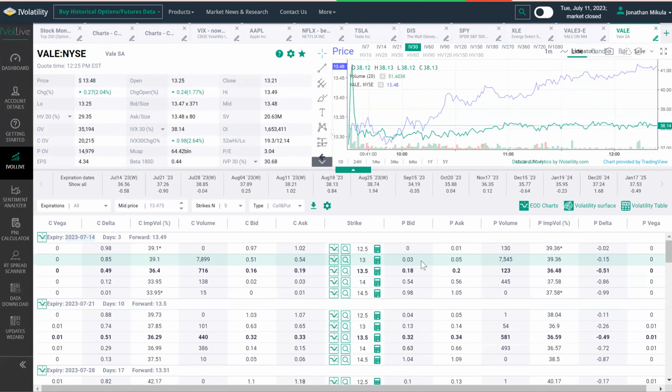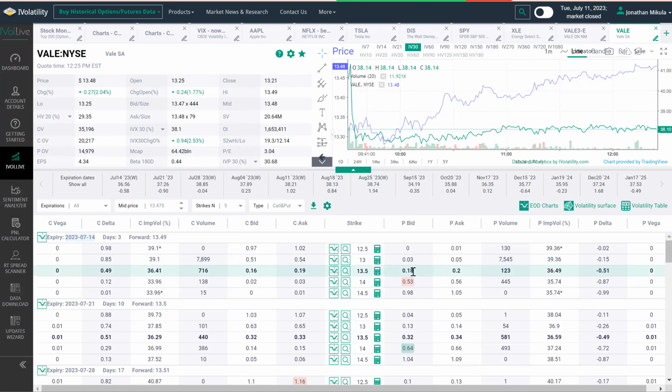So buying options outright can be risky because you have to get the direction, the timing, and the magnitude correct. That's why so many novice options traders lose money when they're buying puts or buying calls, because you have to get all three of those right. When we're selling, it's a little bit different. If we sold this 13.50 put, we would just need Vale to trade at 13.50 or higher for us not to be put, and we'd earn this 18 cents per share. So $18 per contract, but still that's not really worthwhile.